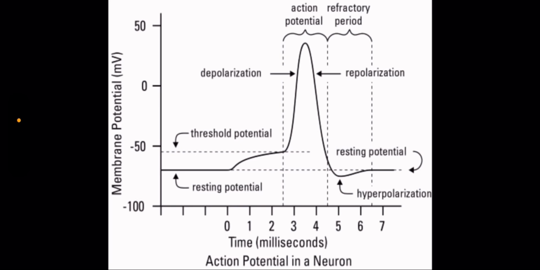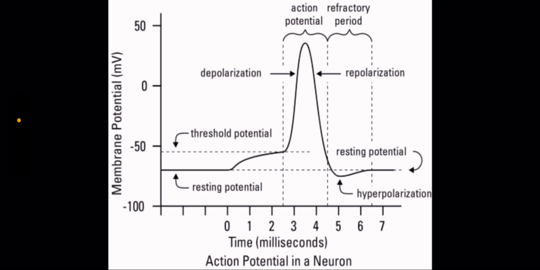If the potential difference reaches a threshold of around -55, that we can see here, more sodium ion channels will open and more ions will diffuse into the neuron. So then we will have a depolarization, and then we will have repolarization.